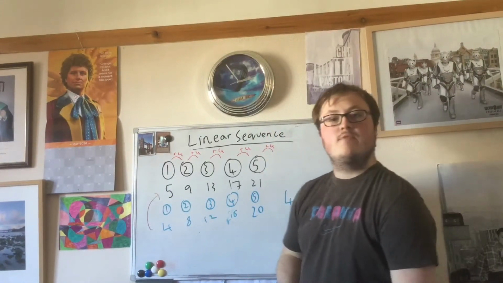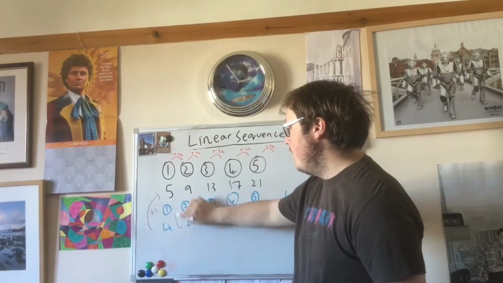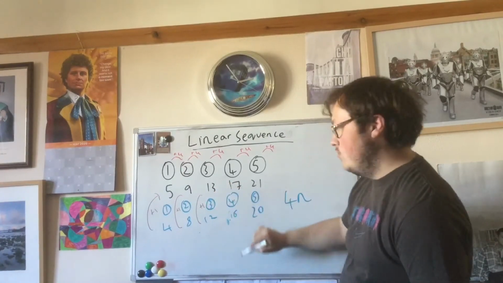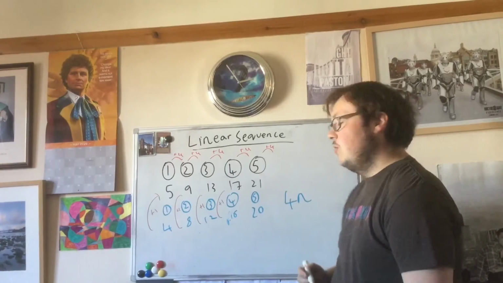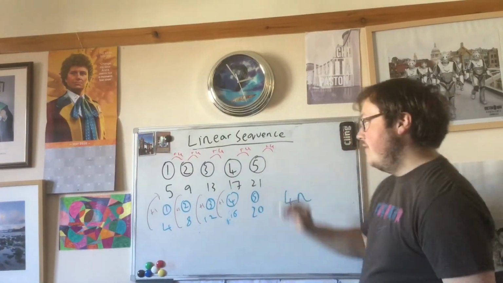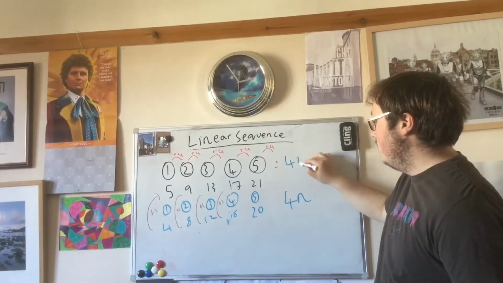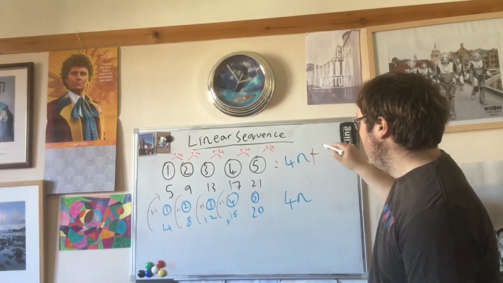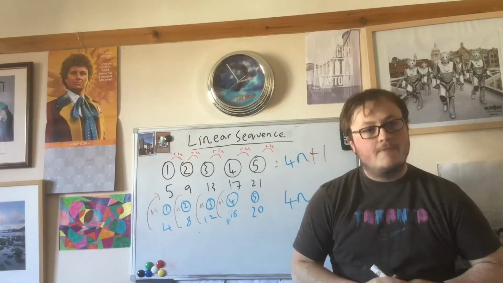What must I do every time? Well, to get from 4 to 5, you add 1. To get from 8 to 9, you add 1. 12 to 13, you add 1. 16 to 17, you add 1. And so on. So the rule of this sequence is 4n, the 4 times table, add 1. And that's all you have to do.